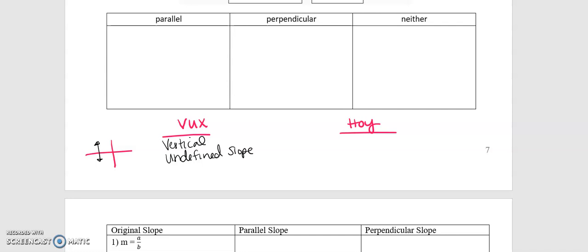It's so steep, not even Spider-Man can climb it. And then it has an x equals a number for its equation. So for this example, it's probably like x equals -5, something like that. A Hoy line is obviously going to be the other direction, or horizontal. And it has a 0 slope, and it is a y equals a number for its equation.